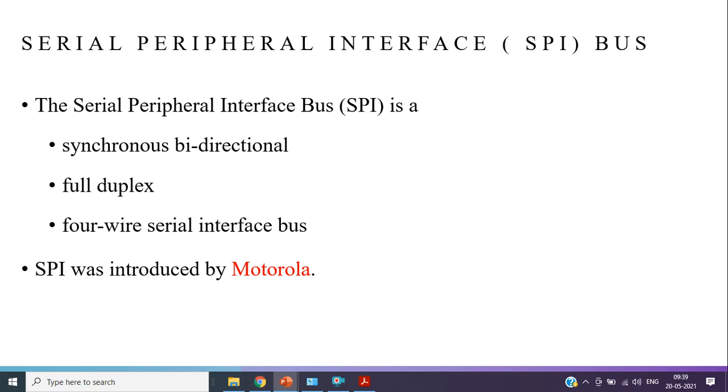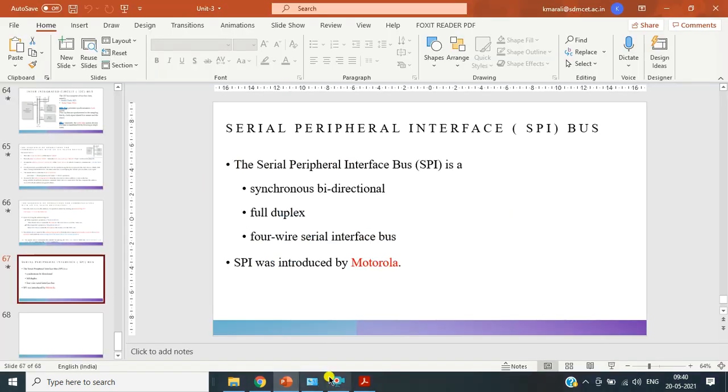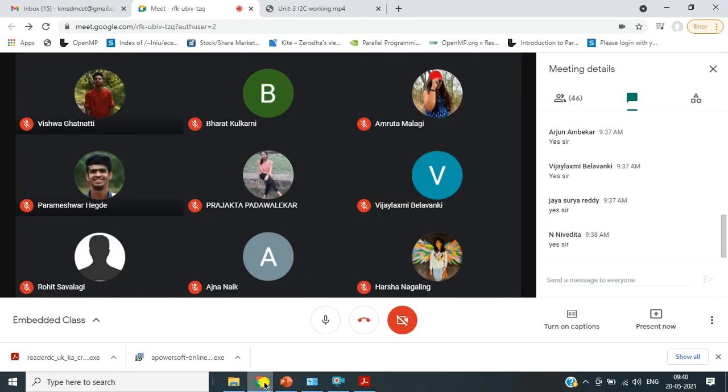Once we are done with this, almost by Monday I will be able to complete this unit. Unit 3 is going to be completed by Monday, or latest by tomorrow. I'll try to find out. If you have any doubts, please feel free to ask me.